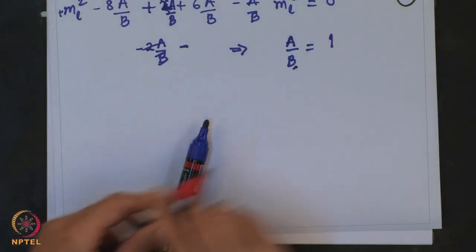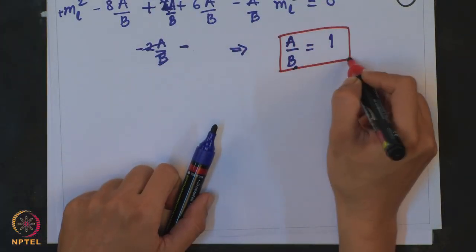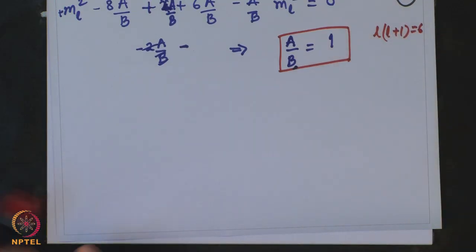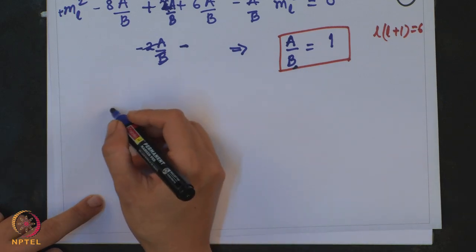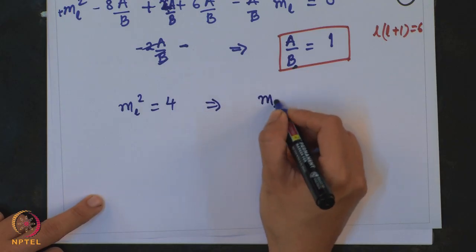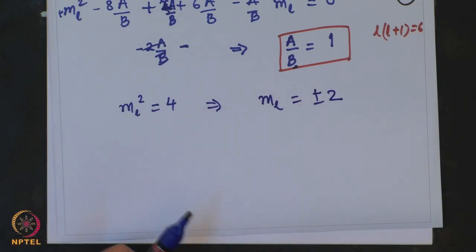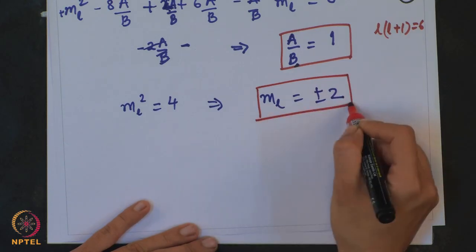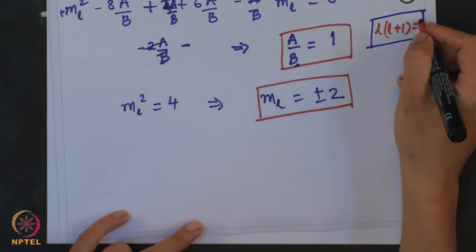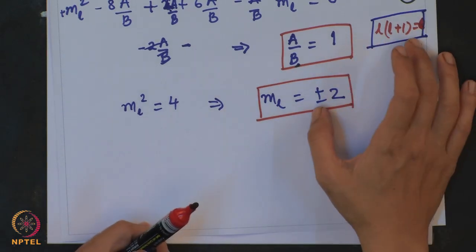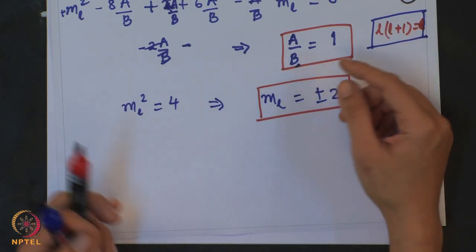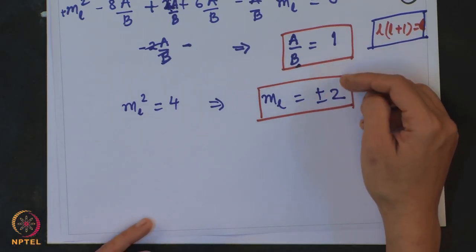And we have used L into L plus 1 as 6, correct. Now substituting this, I obtain ml square is 4, which is nothing but ml is plus minus 2. So you have got the value of ml, A by B and L into L plus 1. So this is one set of possible solution. You can have more solutions, one more solution you can work out and find out.